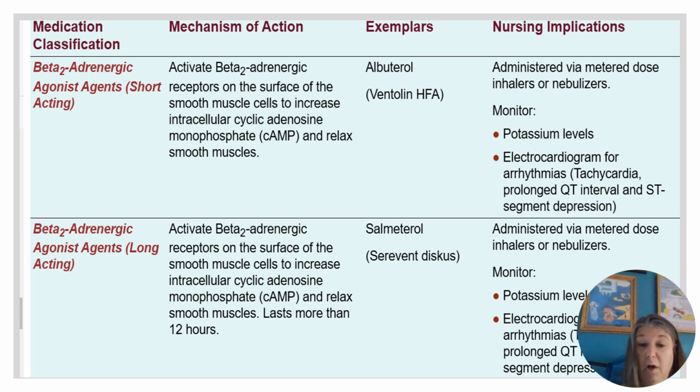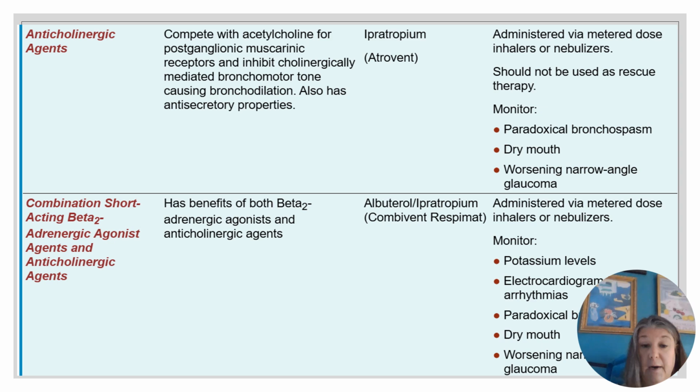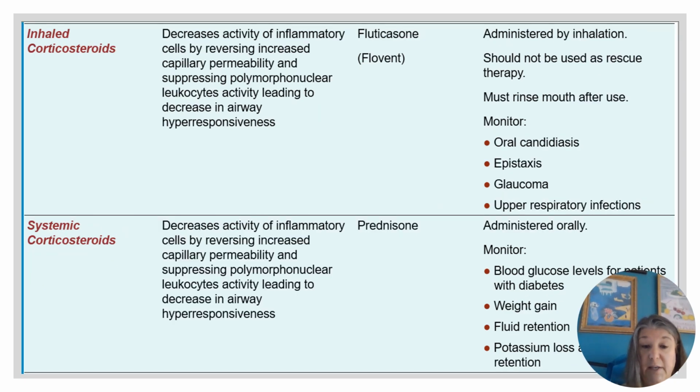Albuterol is a beta-2 adrenergic agonist, okay? It's short acting, so that's our rescue inhaler. Our anticholinergic is Atrovent, all right? And then we have the combined, which is the short-acting beta-2 combined with an anticholinergic. So you want to take a look at these. Inhaled corticosteroids versus systemic corticosteroids.